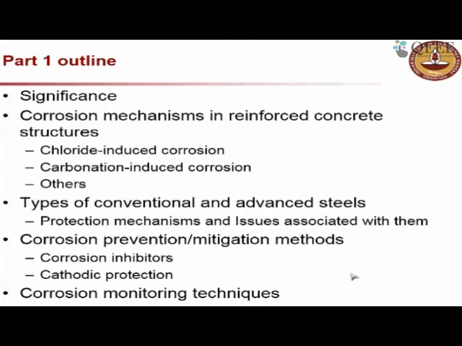Then we will look at different types of reinforcement which are used in the concrete, the conventional reinforcement and some of the advanced steels which we have, but we will also cover some drawbacks of those advanced steels. And then we will look at how to prevent corrosion or how to mitigate the corrosion.